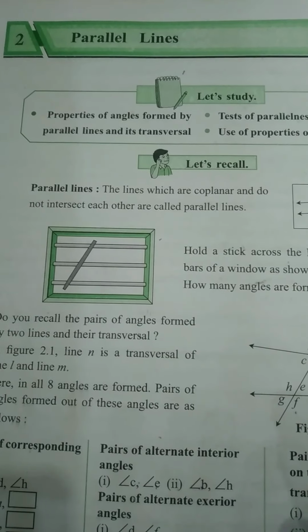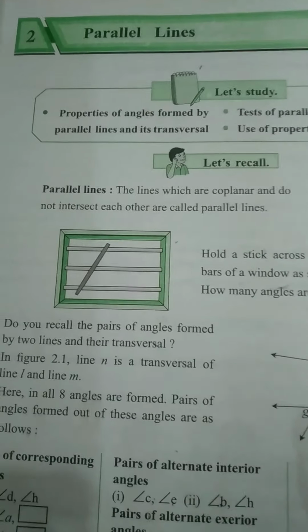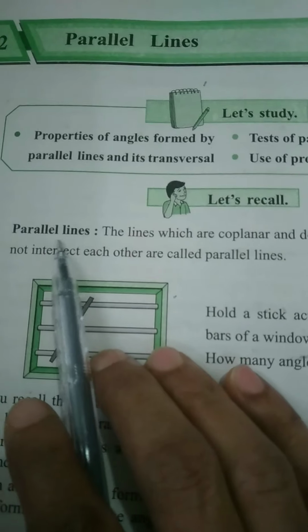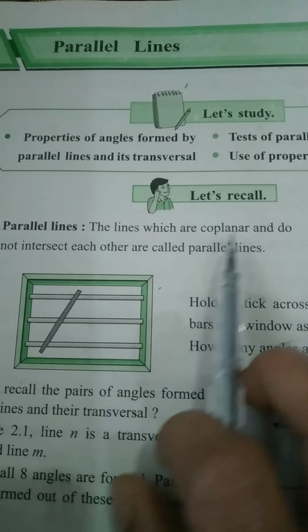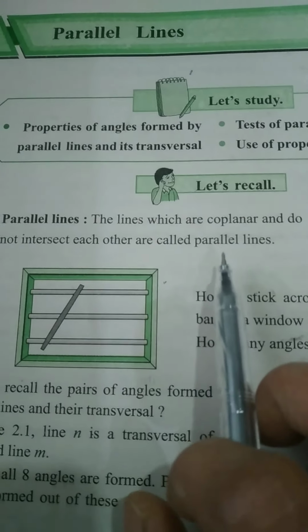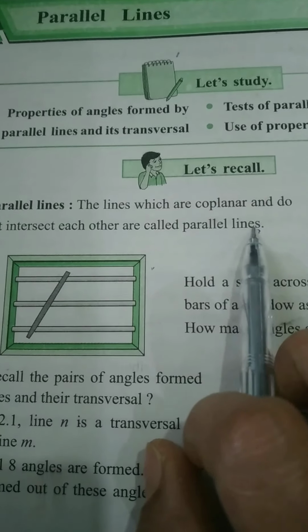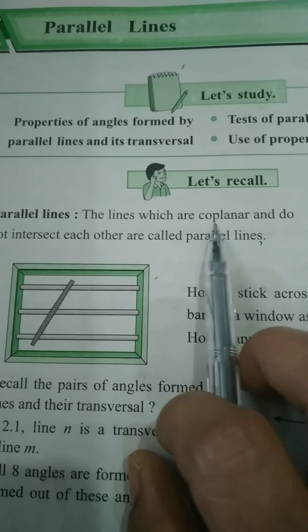Friends, today we are going to start chapter number 2, parallel lines. What is meant by parallel lines? See the definition. The lines which are coplanar and do not intersect each other are called parallel lines. Coplanar means in the same plane.